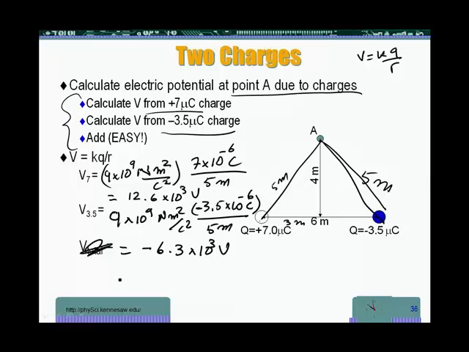The overall voltage is the sum of both, V7 plus V3.5, which is going to be 12.6 minus 6.3 times 10 to the 3 volts, which comes out to be 6.3 times 10 to the 3 volts.